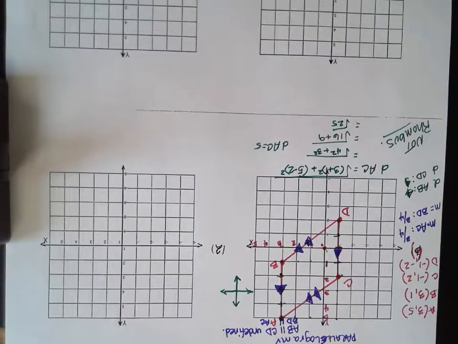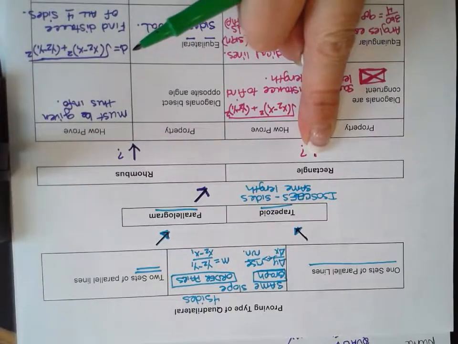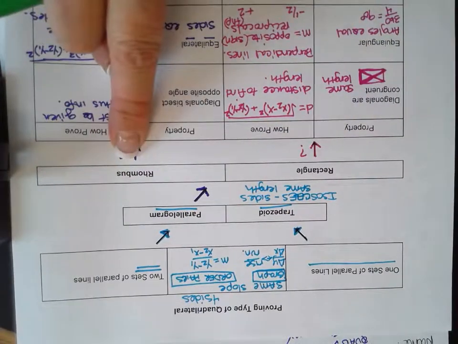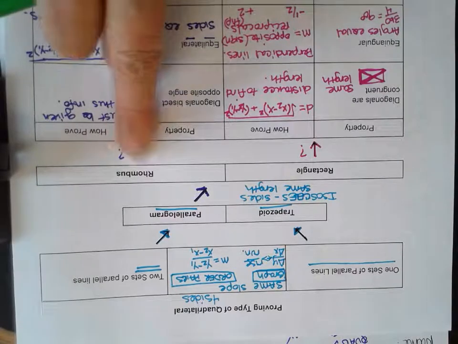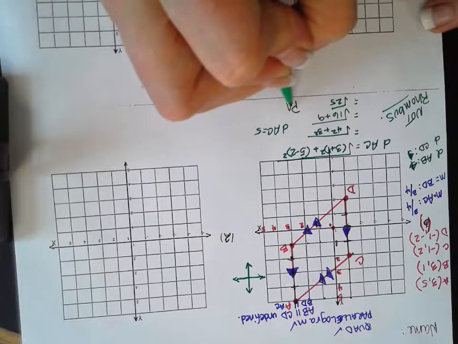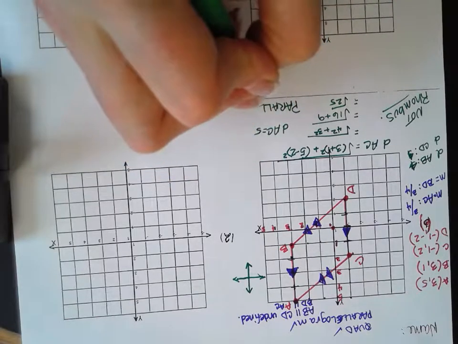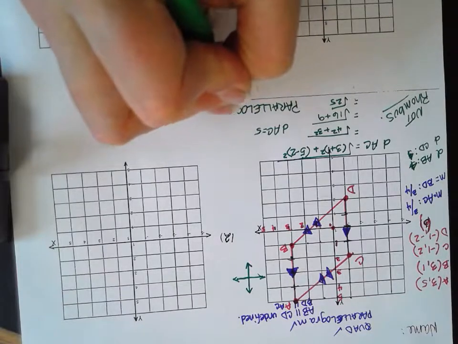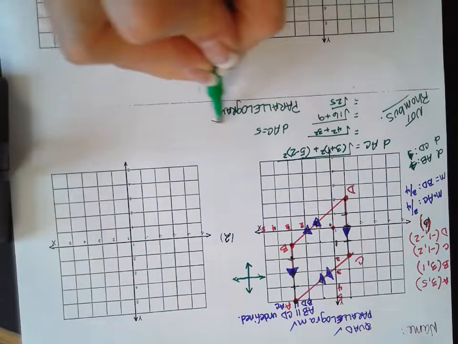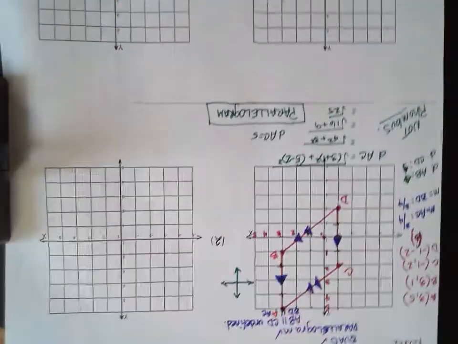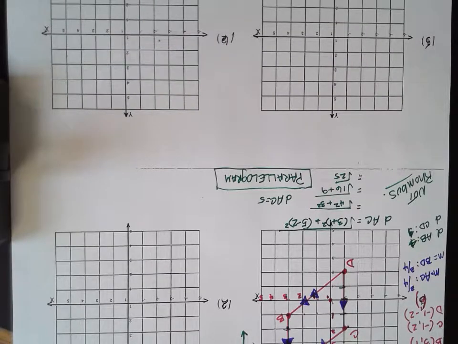Okay, so therefore, we proved it's not a rectangle. We proved it's not a rhombus, which means it is just a classification of a parallelogram. Okay? Make sense?